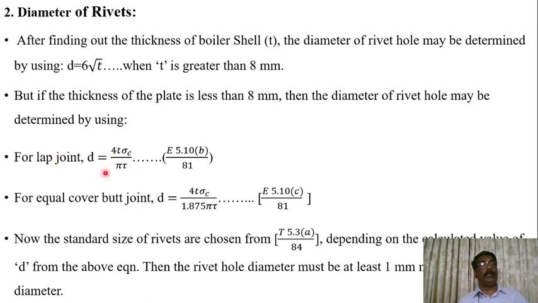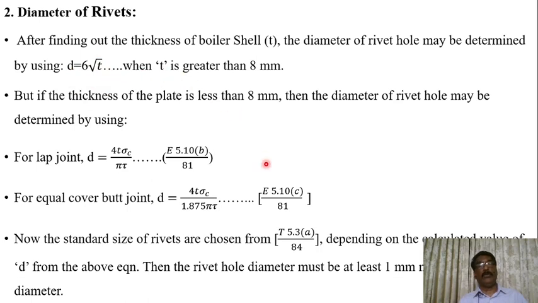In the majority of cases in a longitudinal joint we use a butt joint, so you will use this formula: 4 into t into sigma c divided by 1.875 pi into tau. This is the formula you use if the thickness of the plate is lesser than 8 mm. If it is more than 8 mm, simply use d equals 6 root t and find the diameter in millimeter.